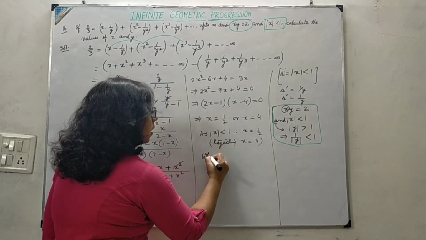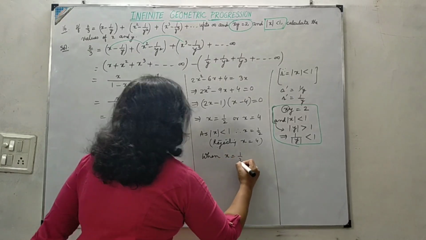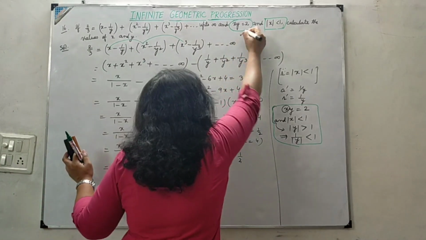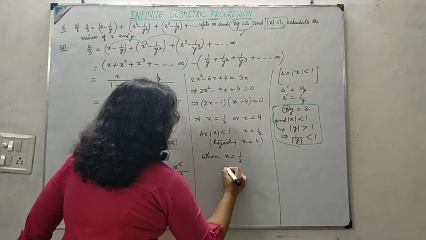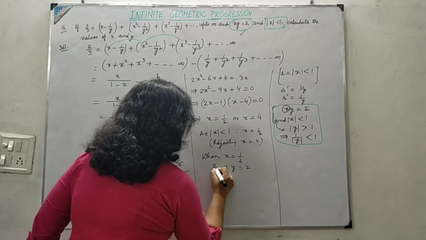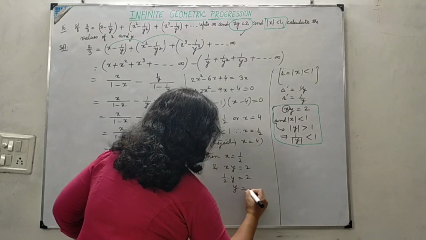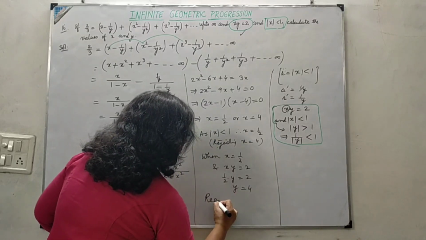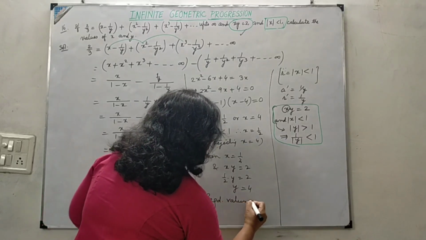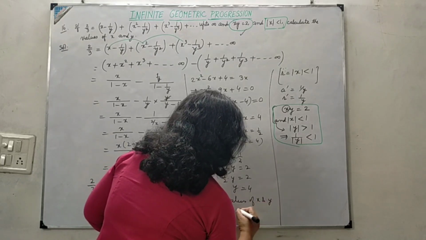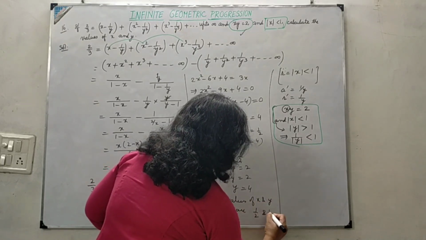So when x is half, we will calculate the value of y from the given xy as 2. So half into y is 2, so y comes as 4. So the required values of x and y are half and 4 respectively.